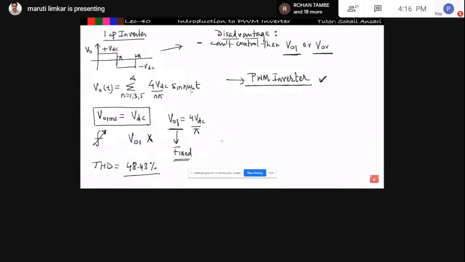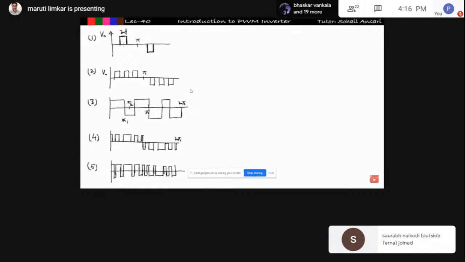Let us understand which kind of PWM technique we generally use in order to control the fundamental output voltage. See, I am drawing one waveform. This is V0 of t, and it has a symmetrical waveform in the half cycle. One pulse per half cycle: from 0 to pi it gives one pulse, and from pi to 2 pi it gives one pulse, and it is symmetrical. Symmetrical means 90 degrees will be in the middle of this pulse.